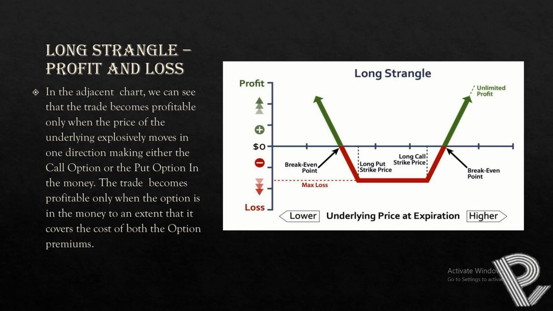Long strangle profit and loss. In the adjacent chart, we can see that the trade becomes profitable only when the price of the underlying explosively moves in one direction, making either the call option or the put option in the money. The trade becomes profitable only when the option is in the money to an extent that it can cover the cost of both the option premiums.